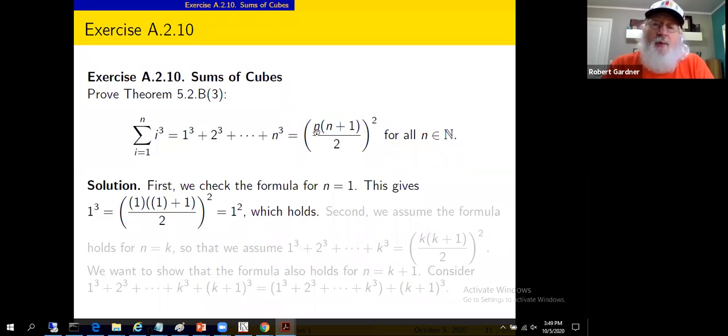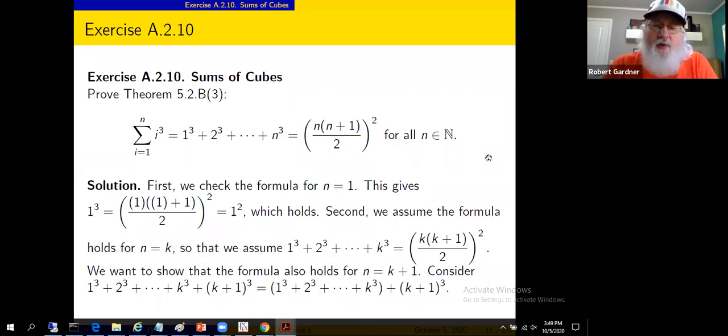Plug in 1 here. We get 1 times (1 plus 1) over 2, and that gets squared. 1 plus 1 over 2, that's 2 over 2, that's 1 squared. Yeah, they're both 1. We're good. The formula holds for n equals 1.